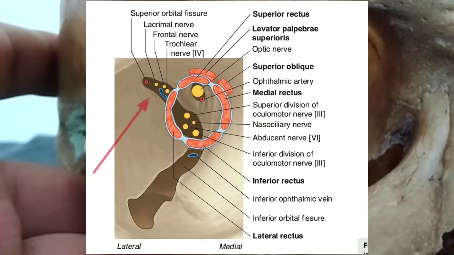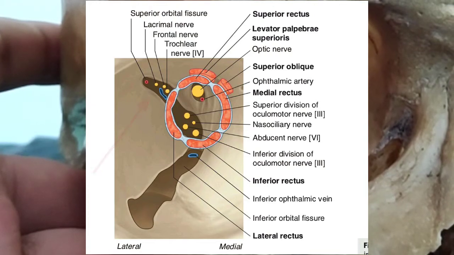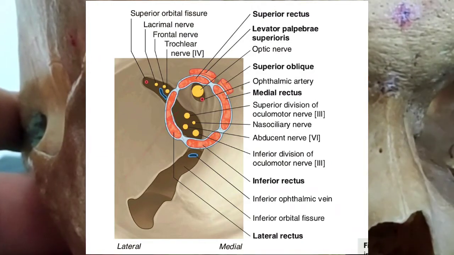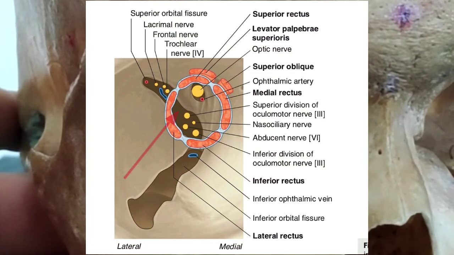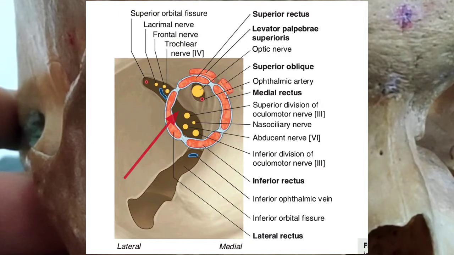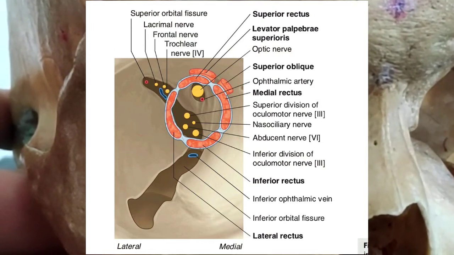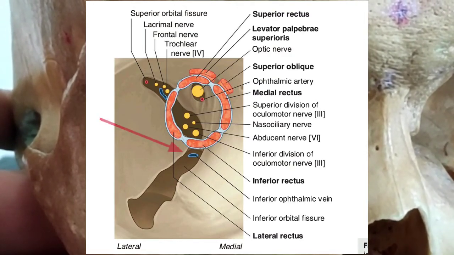The superolateral compartment transmits lacrimal, frontal and trochlear nerves, superior ophthalmic vein and recurrent meningeal branch of the lacrimal artery. The intermediate compartment, that is within the ring, transmits upper and lower divisions of oculomotor nerve, nasociliary nerve between them, and abducent nerve lateral to the lower division of oculomotor nerve. The inferomedial compartment may give passage to the inferior ophthalmic vein.